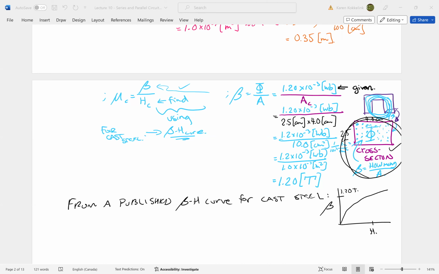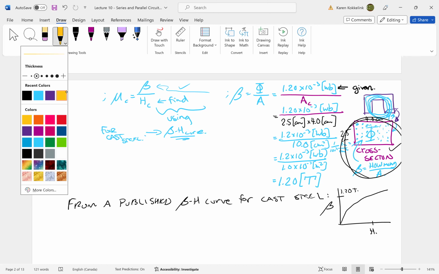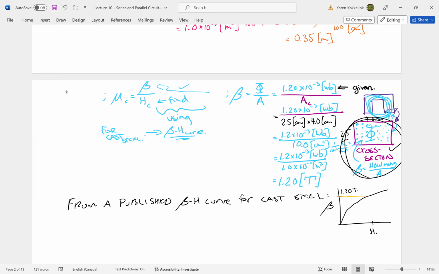So what I would do is I would say, at this period of time, I know that the flux density is 1.20 Tesla. So I'm going to go over and I'm going to say, at this time, what is the magnetic field strength? So this is given. And find what the magnetic field strength is at beta equals 1.2 Tesla.